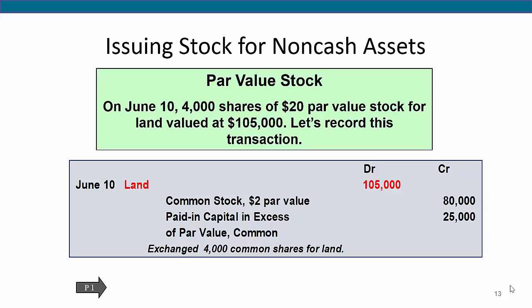Our example shows the entry to record the issue of 4,000 shares of $20 par value stock for land valued at $105,000. The important point here is that an asset is received by the corporation, that the common stock account is credited for par value, and any excess is credited to the paid-in capital in excess of par account.